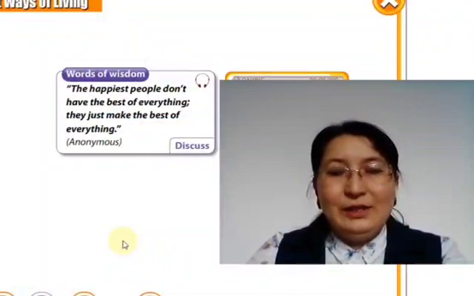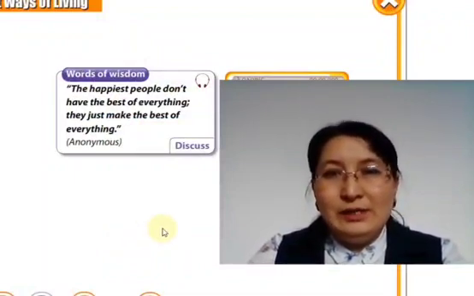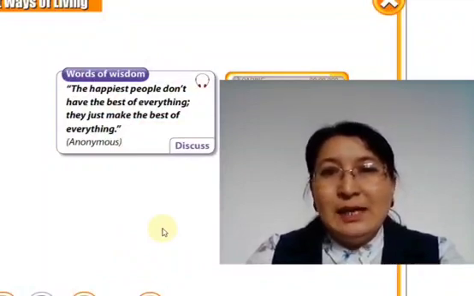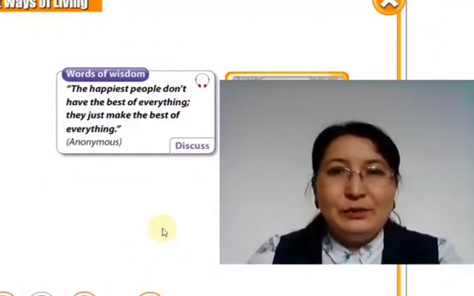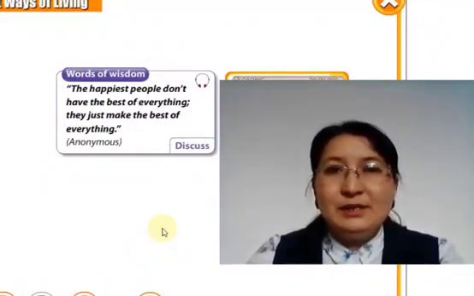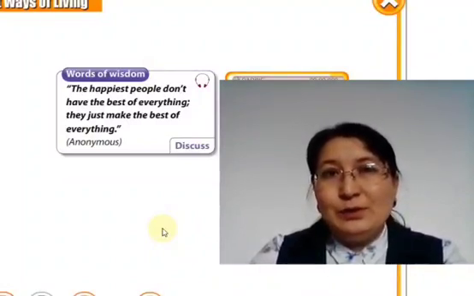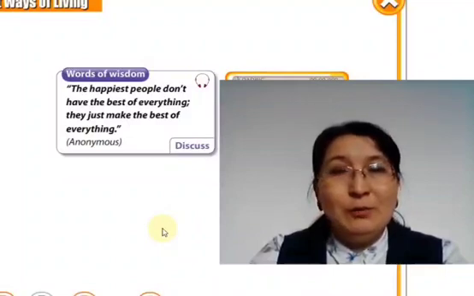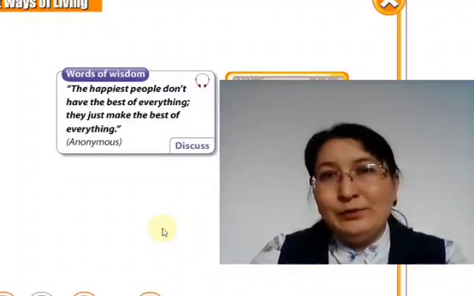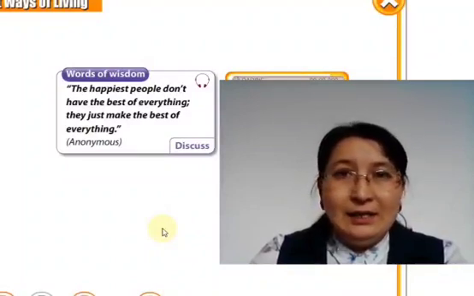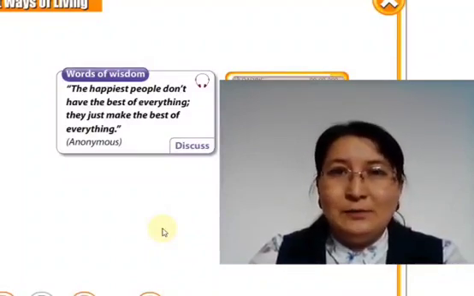Now, dear children, as we are coming to the end of our lesson, I want to close this lesson with the words of wisdom. The happiest people don't have the best of everything, they just make the best of everything. And I'm sure that today's lesson was very interesting because you have learned much about the living ways of three different tribes that live in Mongolia, Eastern Africa, and in the mountains of northern Taiwan.